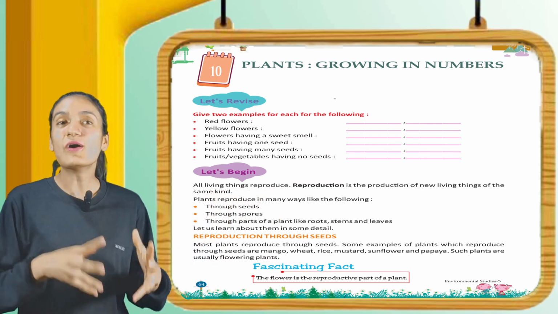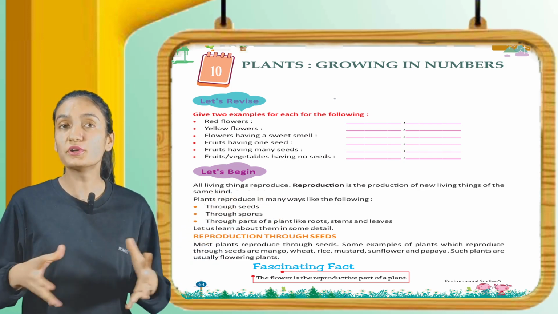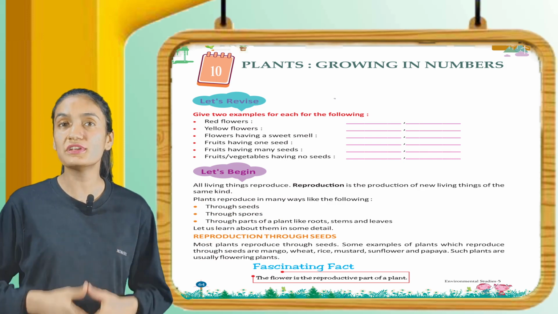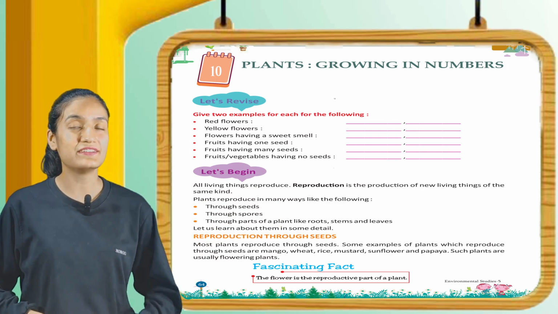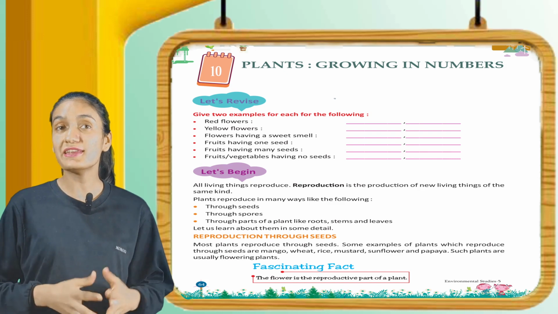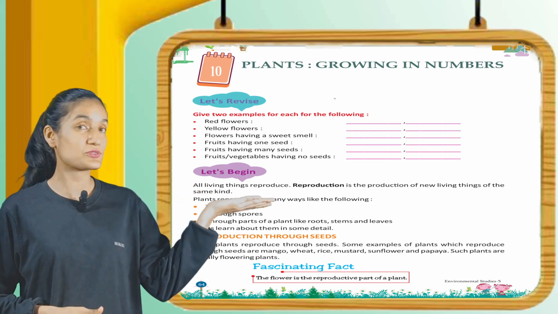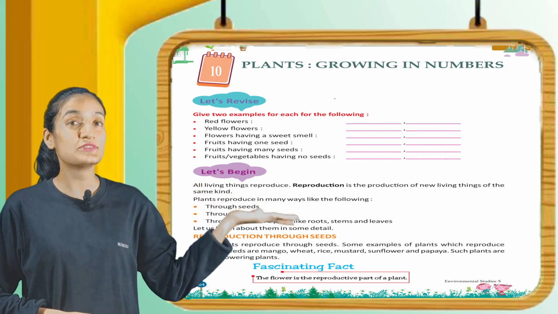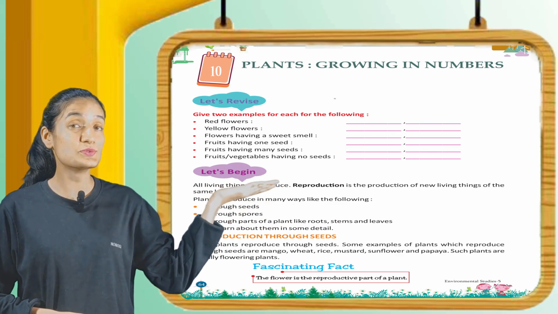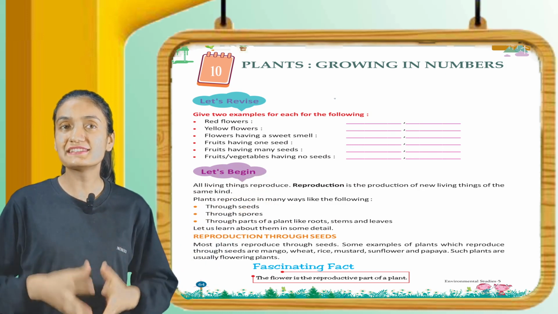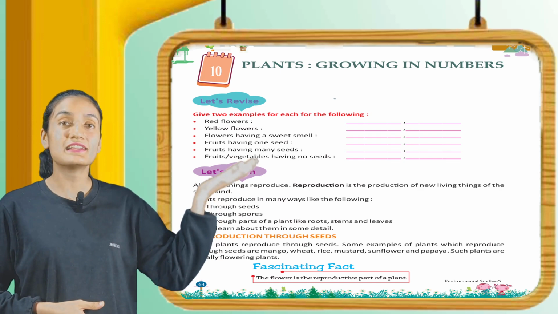Let's begin. All living things reproduce. Reproduction is the production of new living things of the same kind. Plants reproduce in many ways like the following: through seeds, through spores, through parts of a plant like root, stem and leaves. Let us learn about them in some detail.